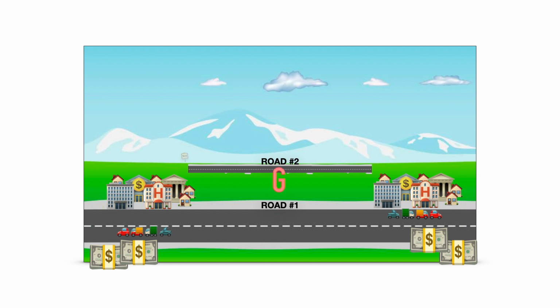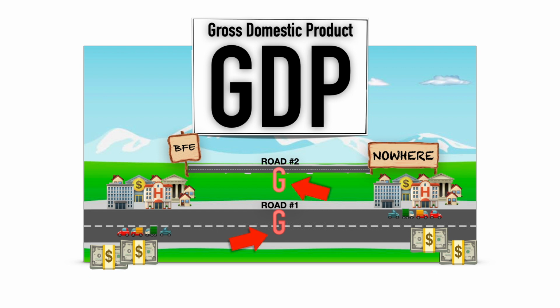The second road was built between BFE and nowhere, and no one wants to live in or travel to nowhere, so it goes unused. So while the initial government spending on these 2 roads was the same, and increased GDP by the exact same amount in year 1, Road 1 had residual positive impacts on our economy and production in future periods, so it will have a much greater impact on GDP over time.